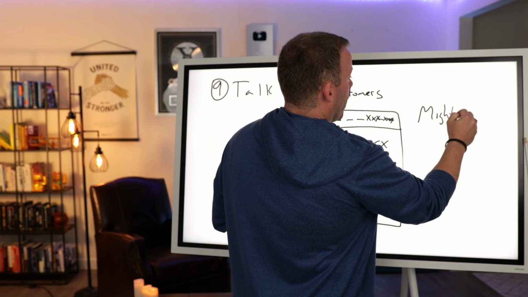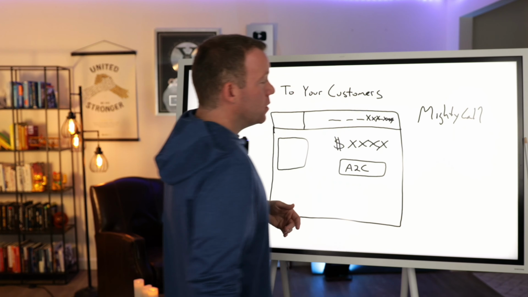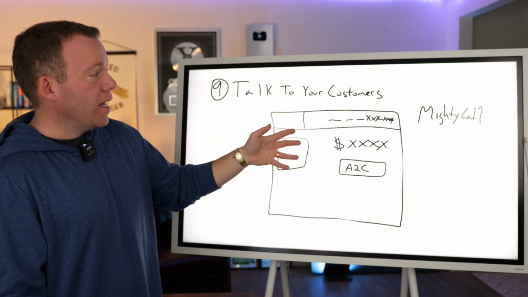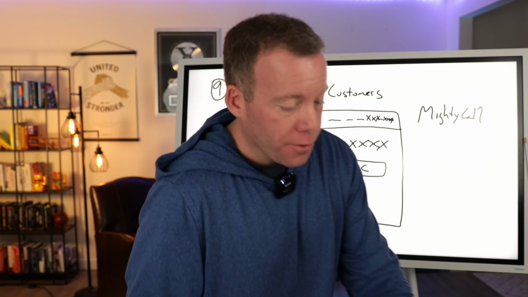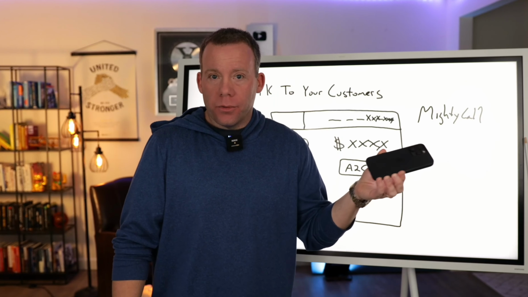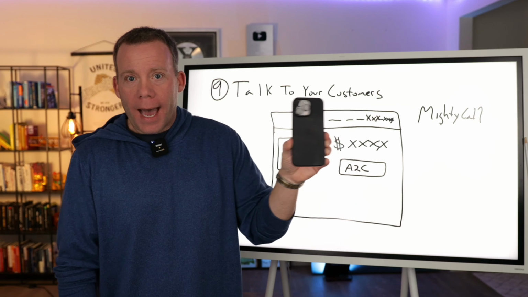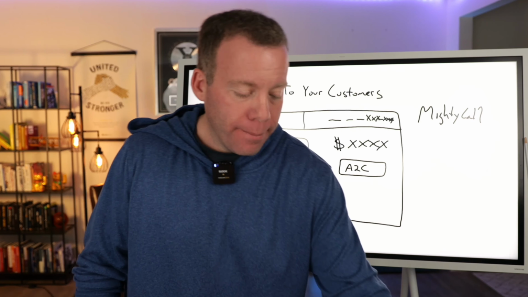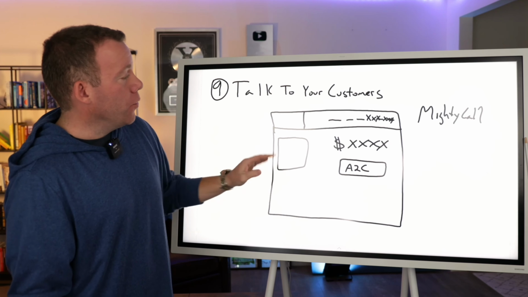Whatever option you use, whether it's Google Voice or Mighty Call, they have apps that you put on your phone, and basically you don't need another phone. It'll just ring through the apps. You'll see it's a business call, and it makes it super, super simple, okay? So you can use those options.